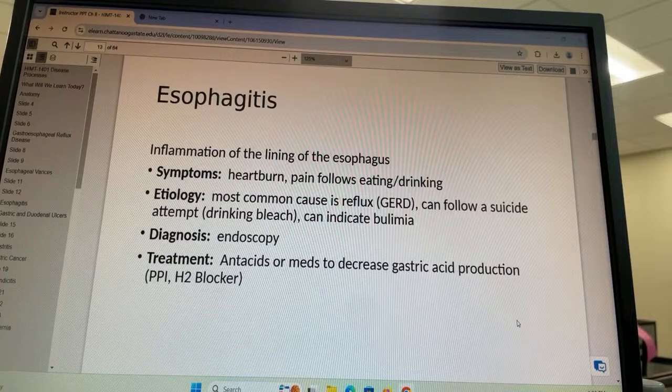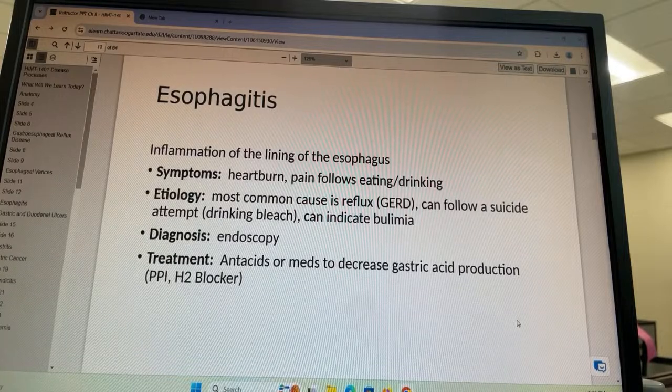Usually the pain is worse after eating or drinking, just because the act of having something go down the esophagus is painful when it's inflamed. Okay. Usually the cause of esophagitis is GERD. So that constant acid coming up the throat causes it to be inflamed. Does that make sense?